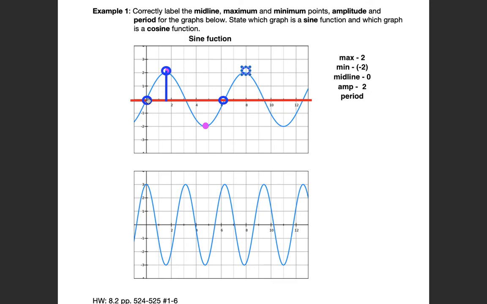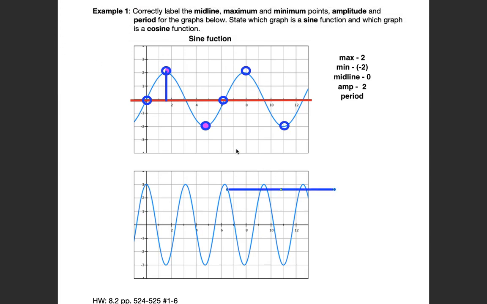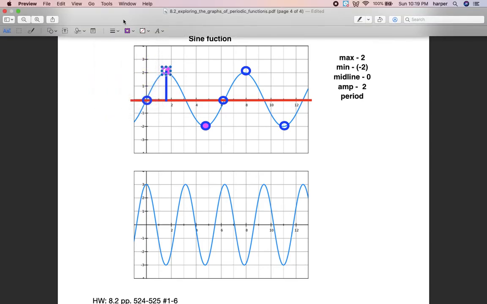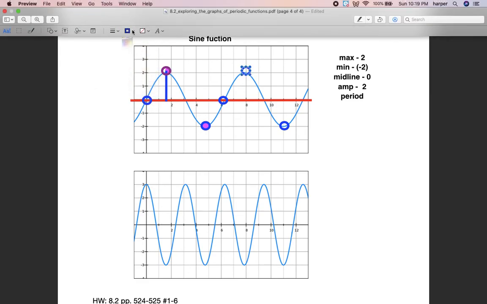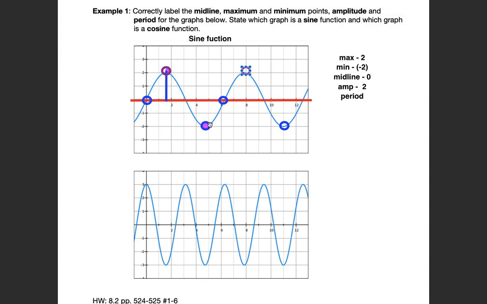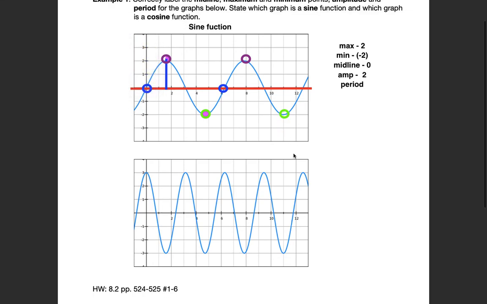So wherever it repeats something, right? Or you can do it from this guy to this guy. I should have used different colors. Definitely use different colors. So from this, definitely not pink. This burgundy to this burgundy is a period. And then this green to this green is a period. So those ones are just different, okay?